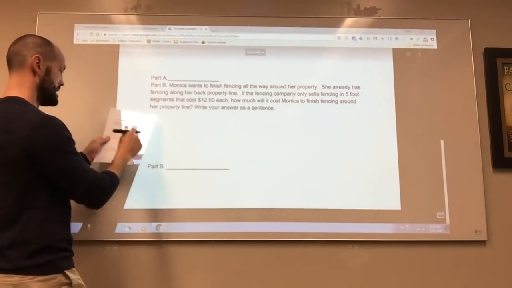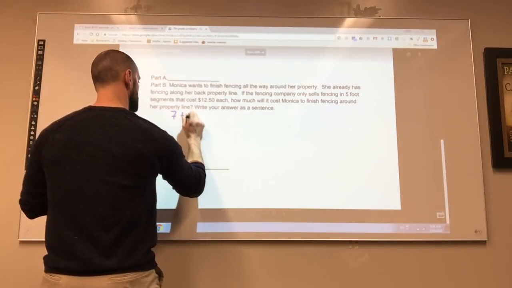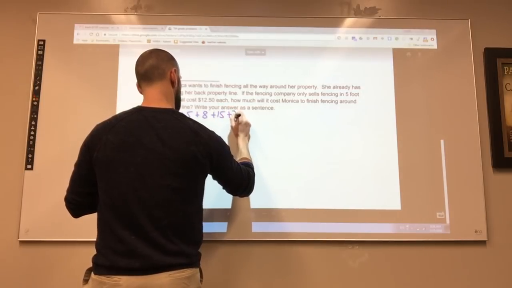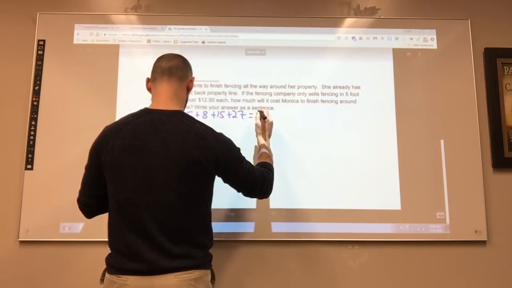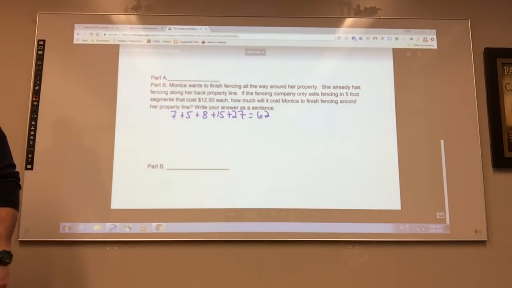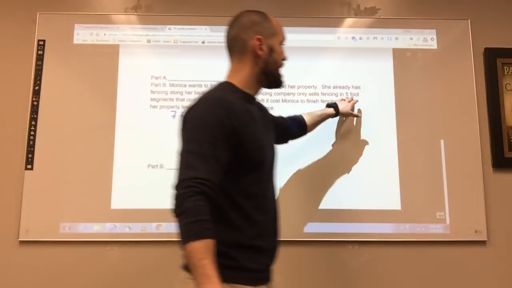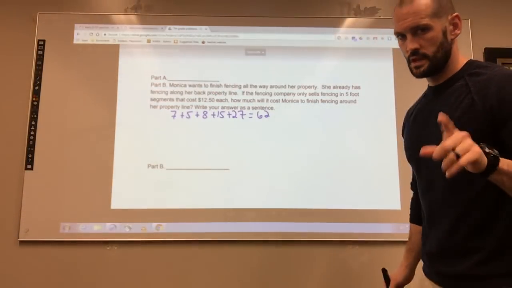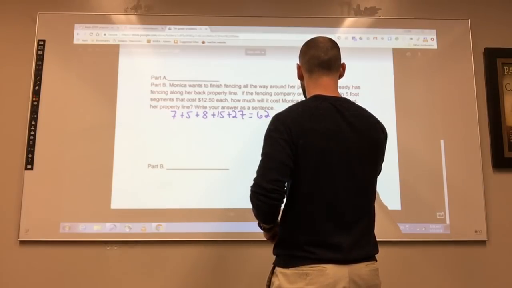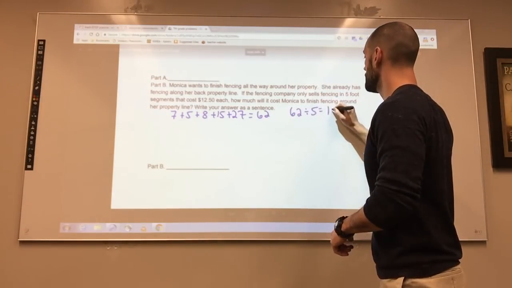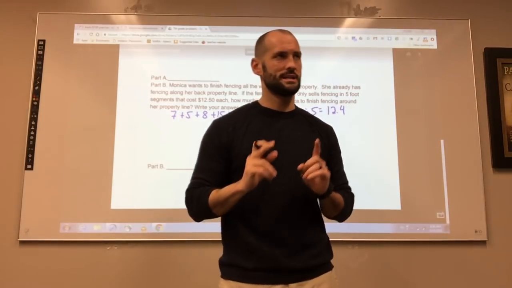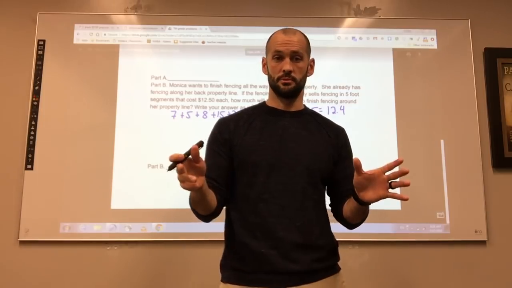Looking at my fencing line, I need 7 plus 5 plus 8 plus 15 plus 27. And this gives me 62 feet. That part was pretty easy. 62 feet. They only buy them in 5-foot segments though. Careful here. So most people are like, okay, I got it. 62 divided by 5 gives me an answer of 12.4.